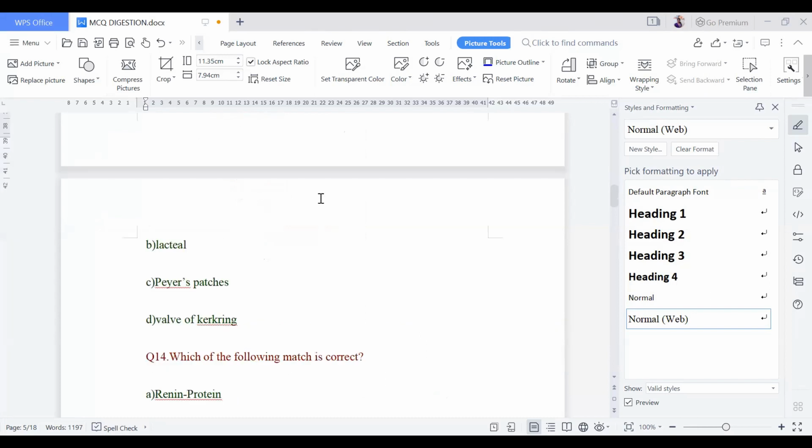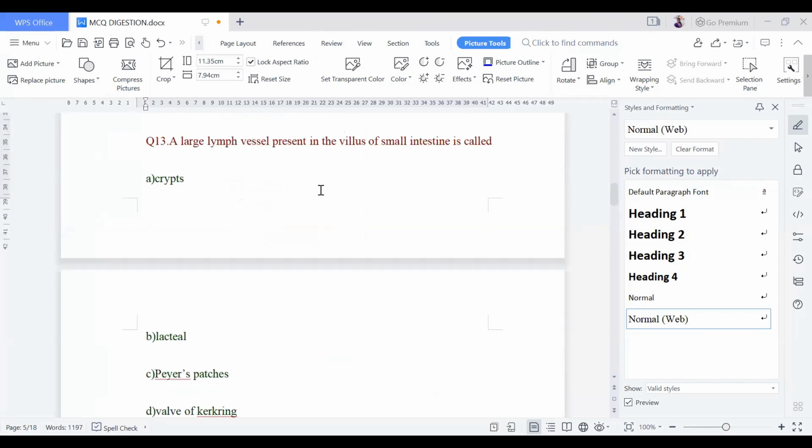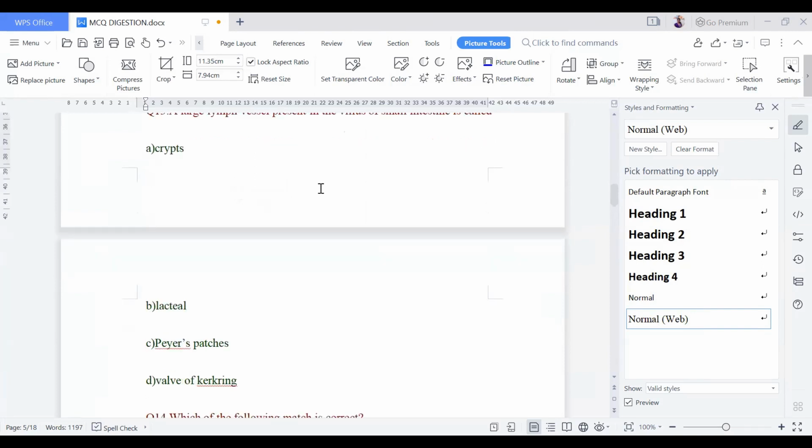The next question. A large lymph vessel present in the villus of a small intestine. Villi means plural, villus means singular. Option A, crypts. Option B, lacteal. Option C, Peyer's patches. Option D, wall of Cartwright. What is that? Lymph vessel is called as? They asked. 13th one.